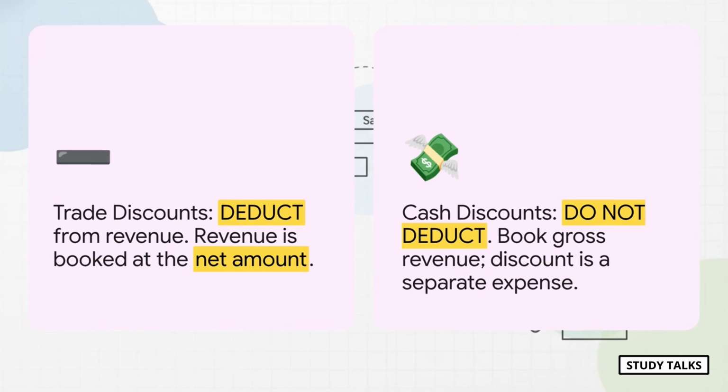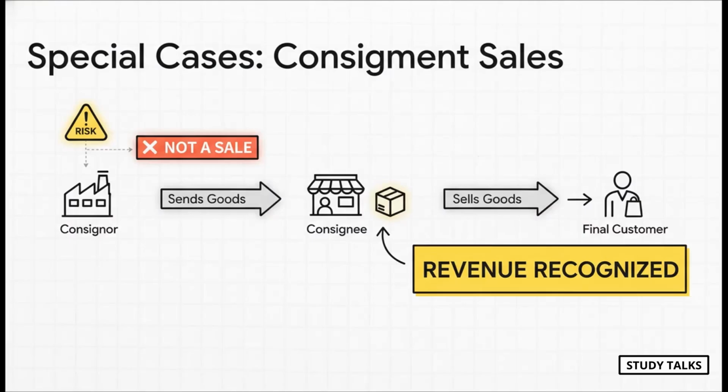Let's talk discounts. Another easy place to slip up. Think of it this way. Trade discounts are given right at the start, reducing the invoice price itself, so you just book the net amount as revenue. Simple. Cash discounts, on the other hand, are a thank you for paying early. It's a financing expense, not a reduction of the sale value. So you book the gross revenue, and if the customer pays early, you book the discount as a separate expense. Don't mix them up.